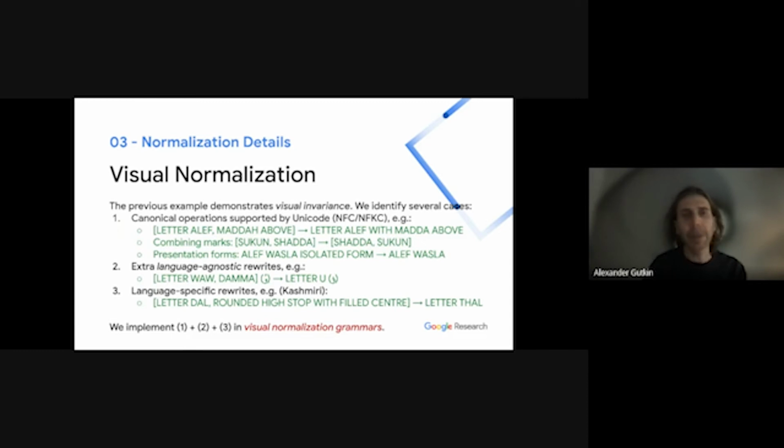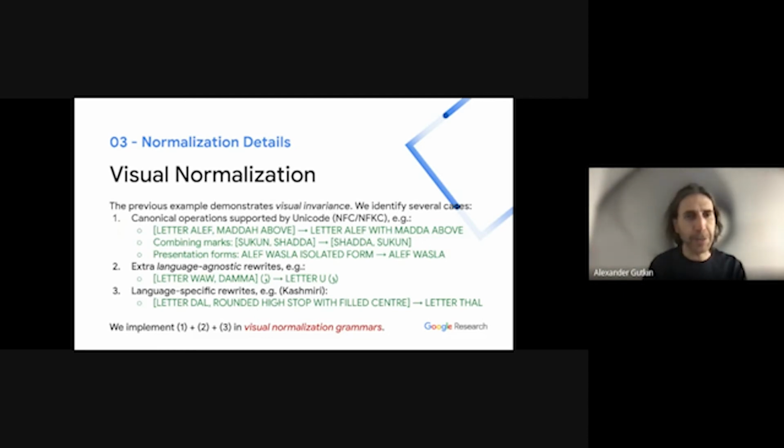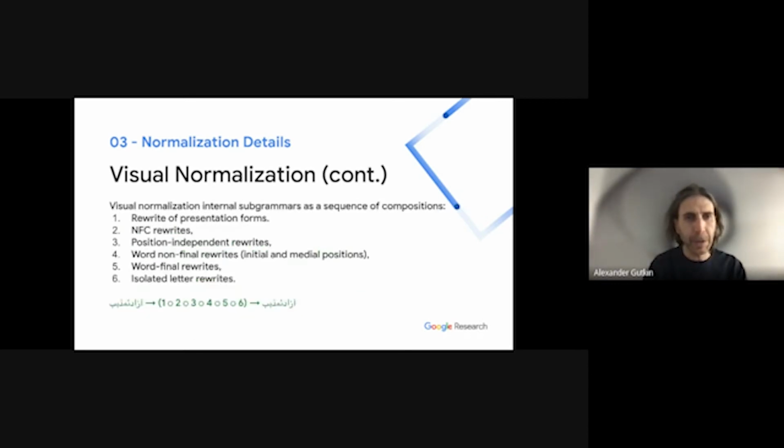presentation forms. The second group of transformations, which are not covered by Unicode, are visually invariant transformations which are language agnostic. So for example, letter Y followed by damma looks very much like letter U. Ideally, this should be brought to the same common form. In addition, there are language-specific rewrites, such as in Kashmiri, you want to rewrite letter dal with round hat stop with filled center to letter dal, because the earlier version represents the older orthography when letter tal was still not part of Unicode. So we combine all of those groups in a single grammar, which we call visual normalization.